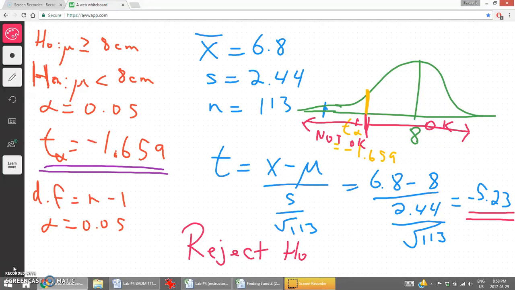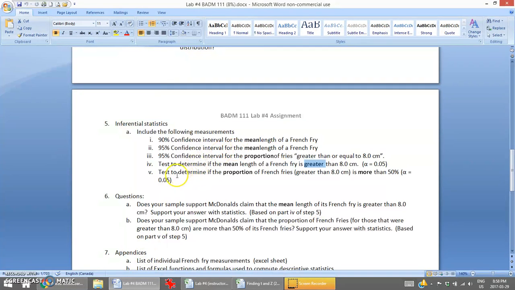The next thing we want to do is do the hypothesis test for the proportion of French fries. The claim is that the proportion of French fries is more than 50%. It's actually the proportion of French fries that measure more than 8 centimeters is more than 50%. So another key word right in there, more, that signifies that it is a one-tailed test.